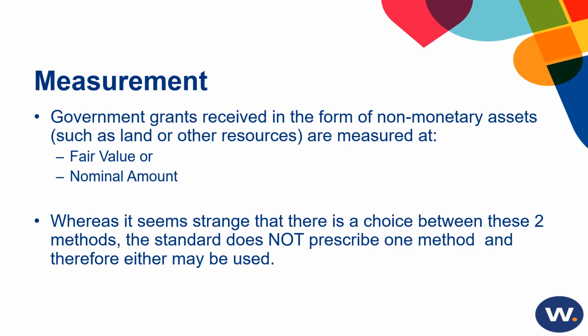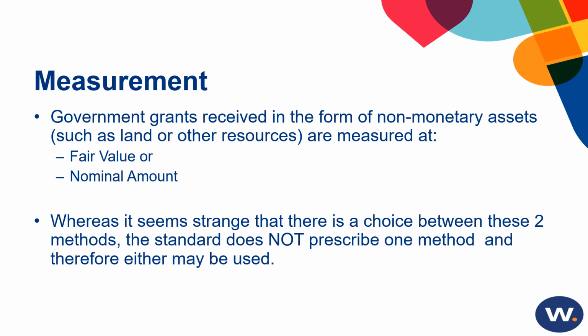So if the government provides an entity with land which is valued at 1 million rand at the date that the grant should be recognized, the entity could elect to recognize that land at 1 million rand along with the related government grant. However, the entity is not required to use that method of measurement. A nominal value could be used instead.